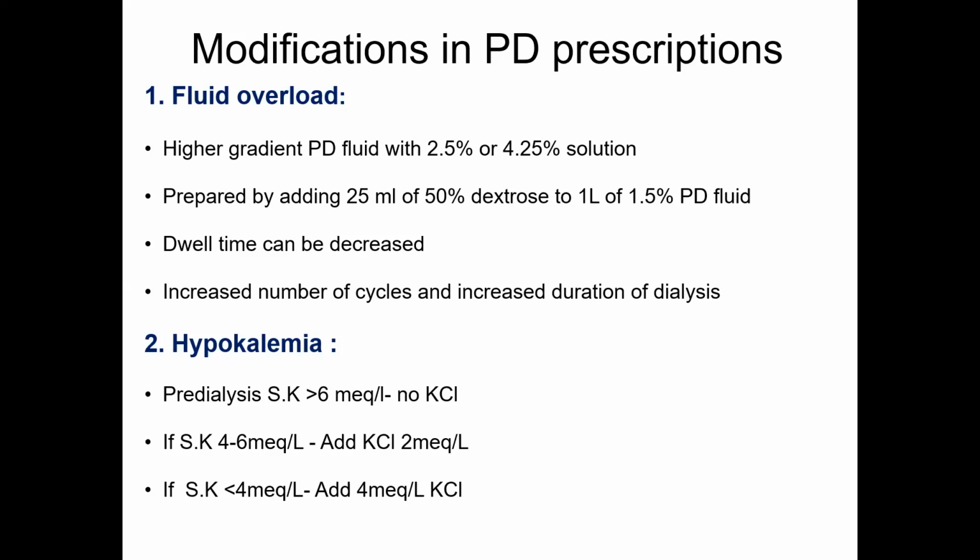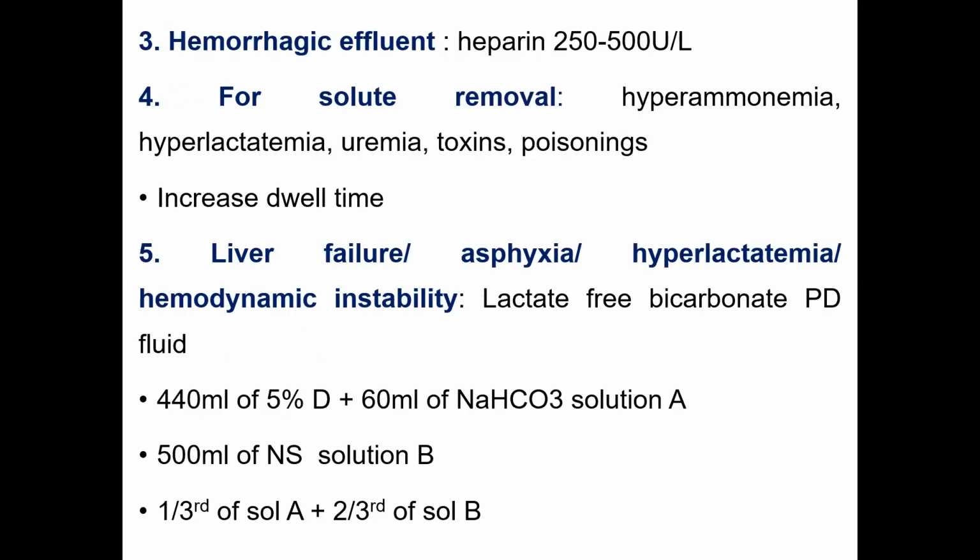Now, coming to hypokalemia, if pre-dialysis serum potassium is more than 6 milliequivalent per liter, then there is no need of addition of KCl. But if serum potassium is in between 4 to 6 milliequivalent per liter, we have to add KCl 2 milliequivalent per liter of dialysate fluid. And if serum potassium is less than 4 milliequivalent per liter, we have to add 4 milliequivalent per liter of KCl. In case of hemorrhagic effluent, we have to add 250 to 500 units of heparin per liter of dialysate.